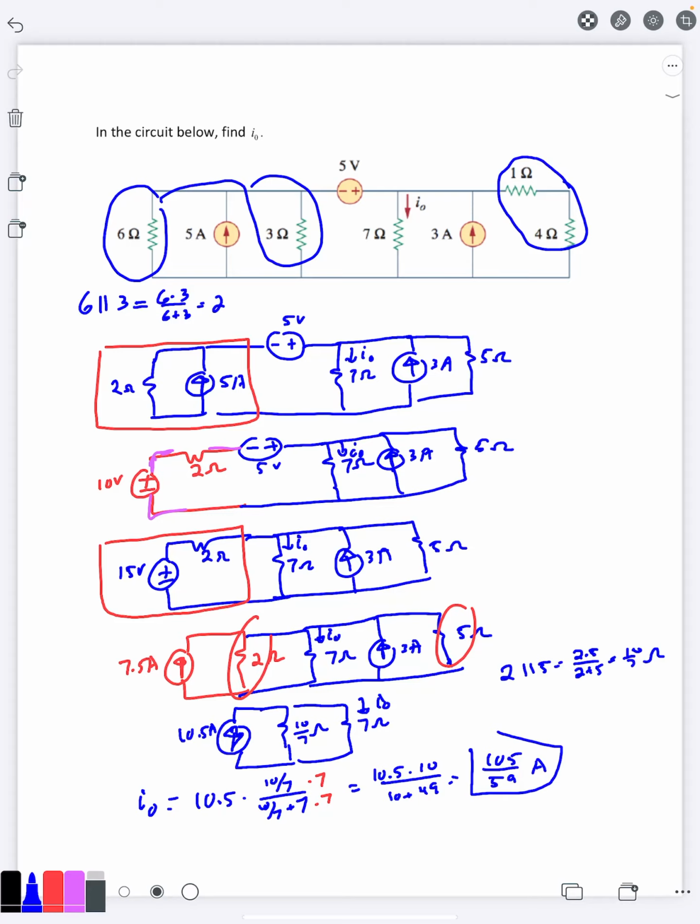In fact, honestly, when you get good at this, you could just skip some of these steps, maybe add things in your head and so on. And if you have less writing there, you can do this method very, very fast. So again, maybe source transformation is not always the best method just to solve a circuit, but it's definitely something you want to keep in your toolbox for when it works out well.